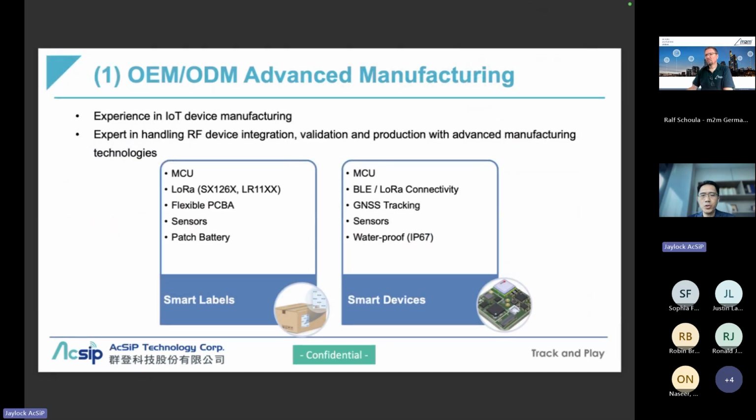When it comes to IoT devices, experience matters. At AcSiP, we have a proven track record in manufacturing high-quality IoT devices. Like I explained just now, we have our own production line, so we are experts in integrating, validating, and producing RF devices. This is not common for most manufacturers, because they are basically just PCB assemblers, but we have in-house RF designers and engineers. So we have a lot of experts in-house to do all the RF troubleshooting.